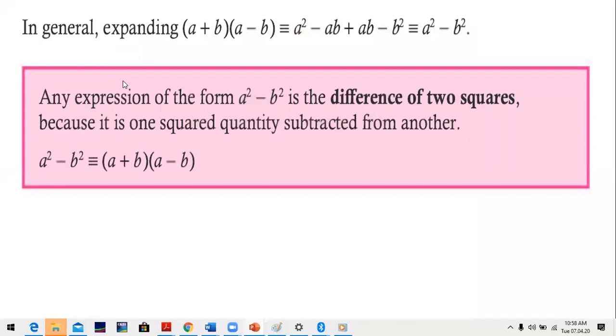Thank you. Now, in general, expanding, for example, a plus b times a minus b is equal to a squared minus ab plus ab minus b squared, which is a squared minus b squared. Any expression of the form a squared minus b squared is the difference of two squares, the first square and the second square. Or vice versa, a squared minus b squared is equivalent to a plus b times a minus b.